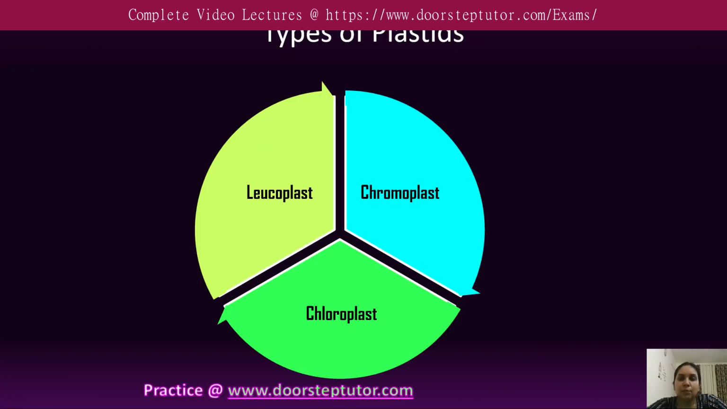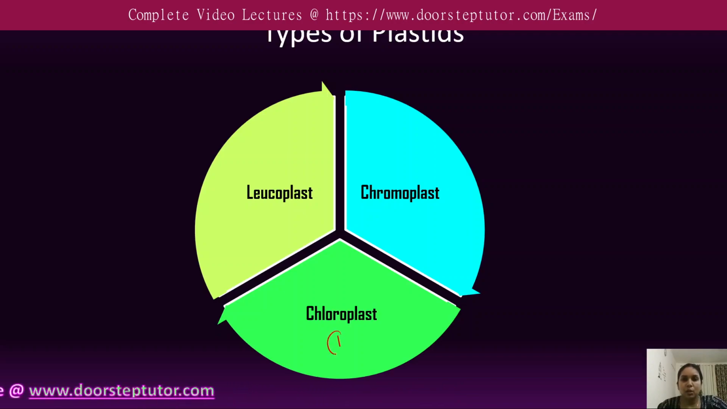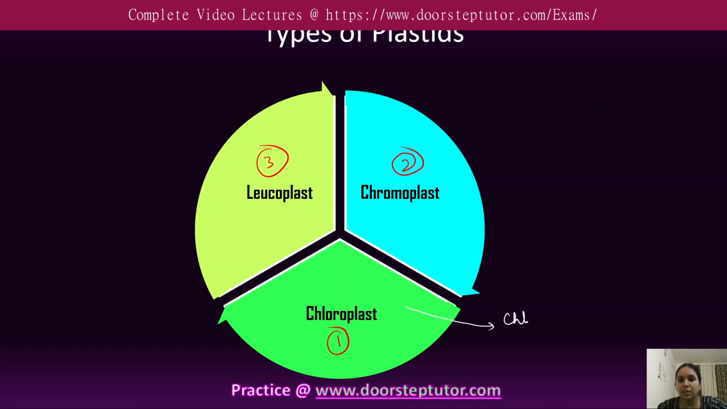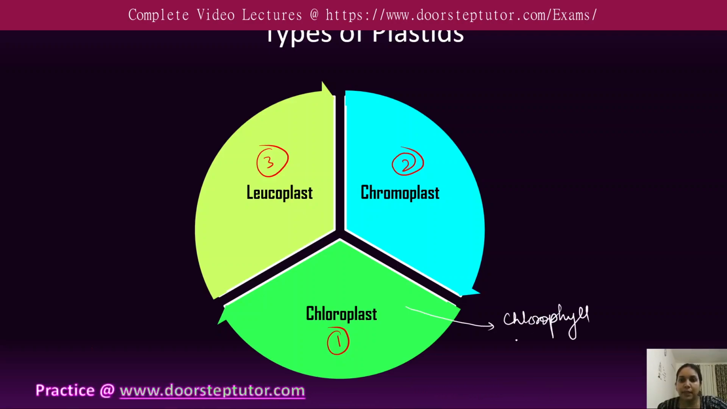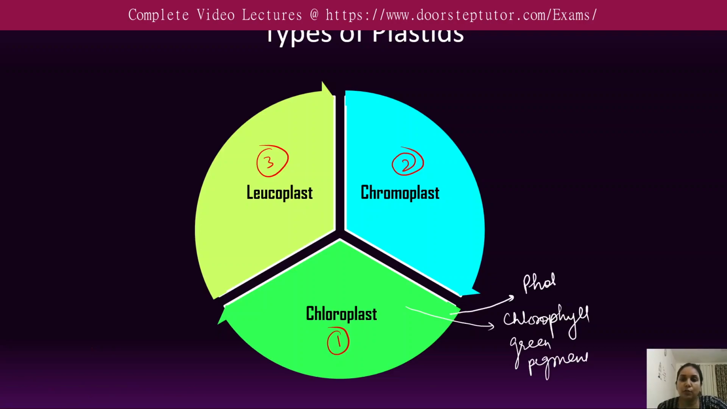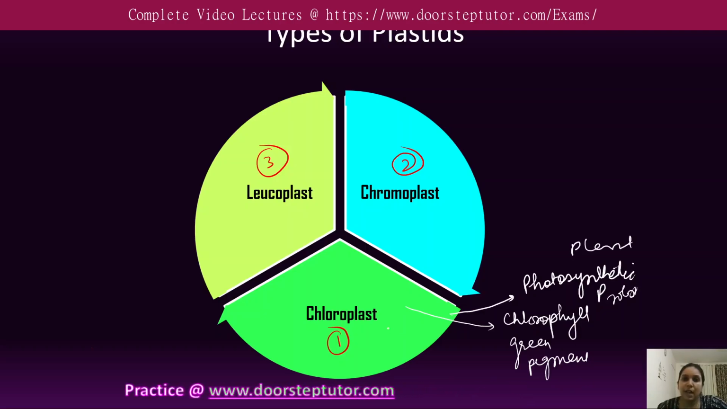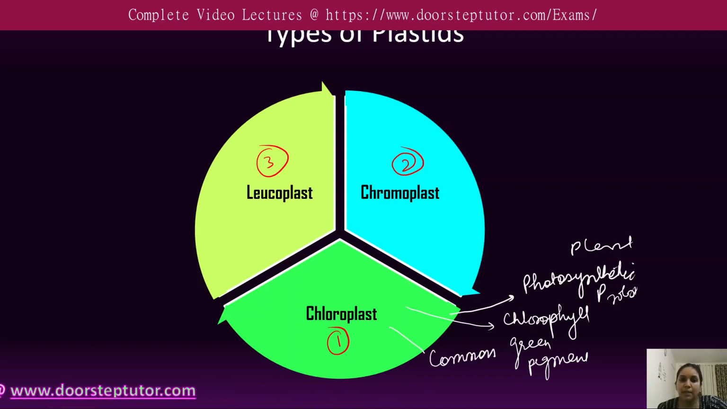Basically, there are three different types of plastid. The first is the chloroplast, the second is the chromoplast, and the third is the leucoplast. The chloroplast, as we have already discussed in a separate lecture, consists of the pigment chlorophyll, the green pigment, present in all photosynthetic protista and plants. Basically, it is the common form of plastid.